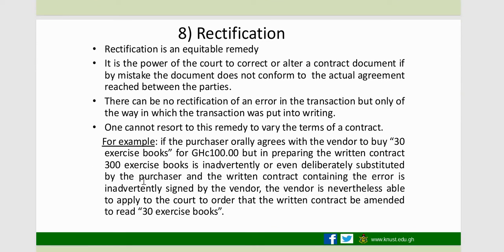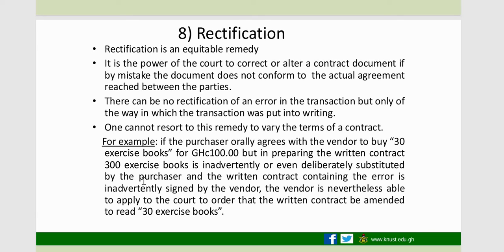Okay, so let's talk about the last one, that is rectification, right? I think that is the last one. When we say rectification, this is used when there is a mistake in the written contract and one party asks the court to correct it to match the real agreement. So you are there to rectify it. I hope you get it. You are just there to correct it.